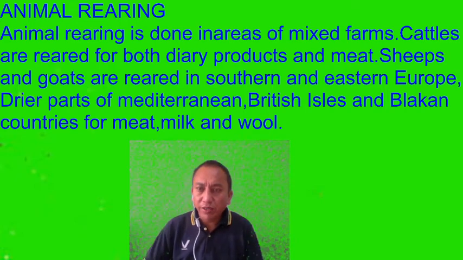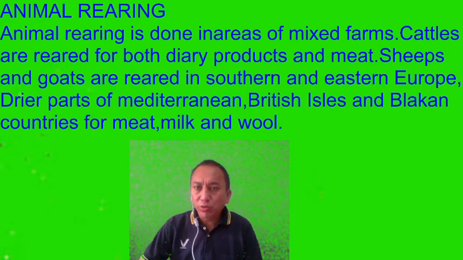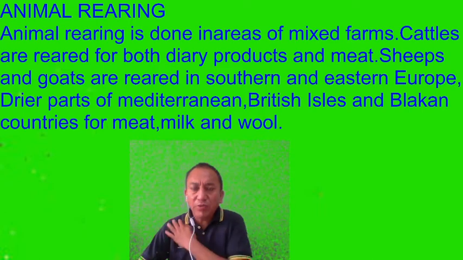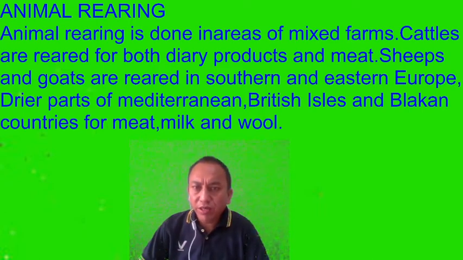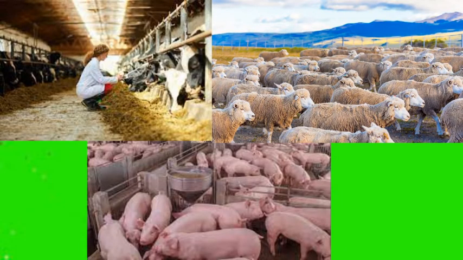And see, we have sheep and goats which are reared in the southern part of Europe, the eastern part of Europe, and the drier parts of the Mediterranean. And then we have the British Isles and the Balkan countries for meat, milk and wool. So the animal industry, as I was saying, is also a very big industry.